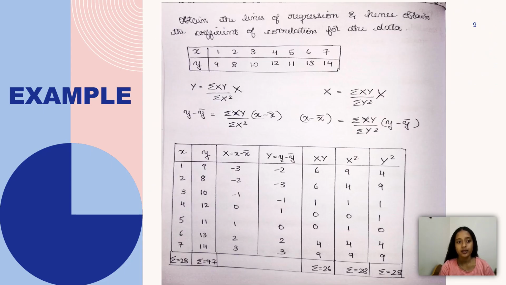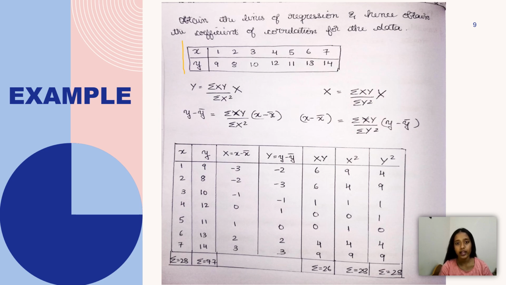So now let us look into how to solve an example sum based on the lines of regression. So here we have an example sum with us. The values of x and y will be given. So the values of x and y are represented here. There are two variables, that is x and y.